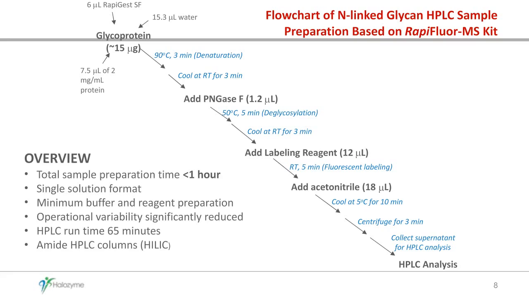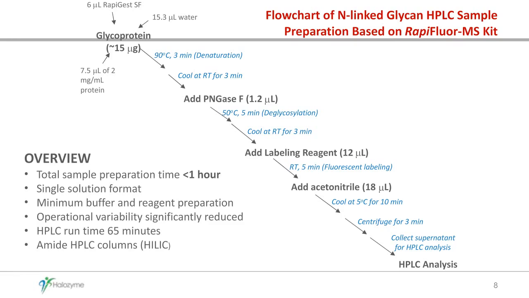So as you can see, this method is a lot faster. The sample preparation is less than an hour, which is quite an improvement over the current 2AA method. And it's also mass spec friendly. Some of the hiccups that we find: the HPLC run is 65 minutes, so it's kind of a long run. And as we all know, HILIC is very variable.